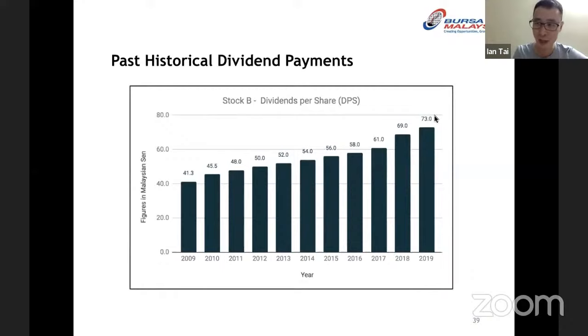How many of you say that the dividend payment track record is actually very healthy? How many of you agree? Maybe you can type in the chat box. All right, once again, it's all yeses. Nobody says no. Okay, not yet buy, not yet buy.